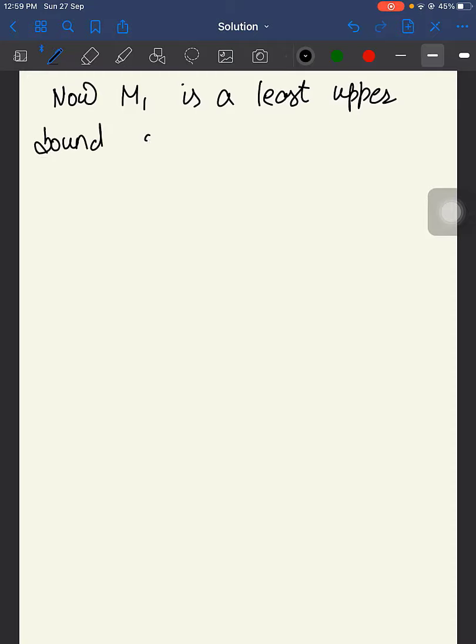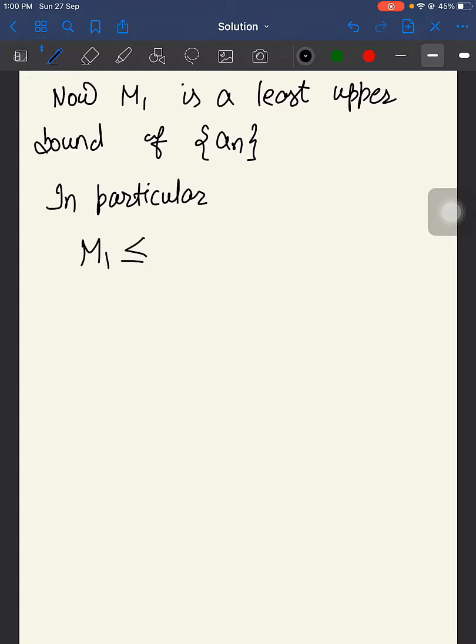Now m1 is a least upper bound of an. So m1 is less than or equal to every bound of an. So in particular, m1 will be less than or equal to m2.